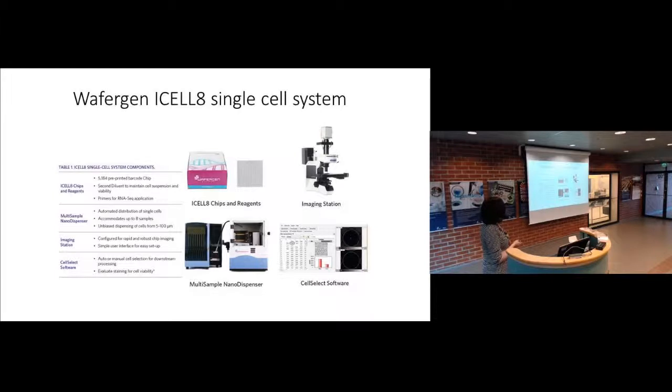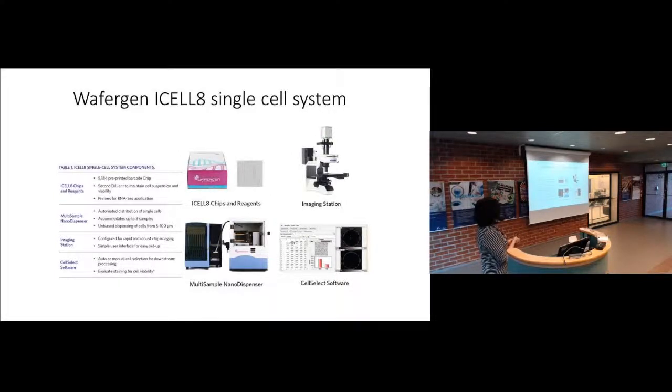The next one coming to the market after Fluidigm was WaferGen. They have these nanowell chips of 72 times 72 wells. There are a bit more than 5,000, almost 5,200 tiny wells. And they have a nano dispenser, which is kind of a pipetting robot, which puts the cell dilution and the reagents into each of these wells.